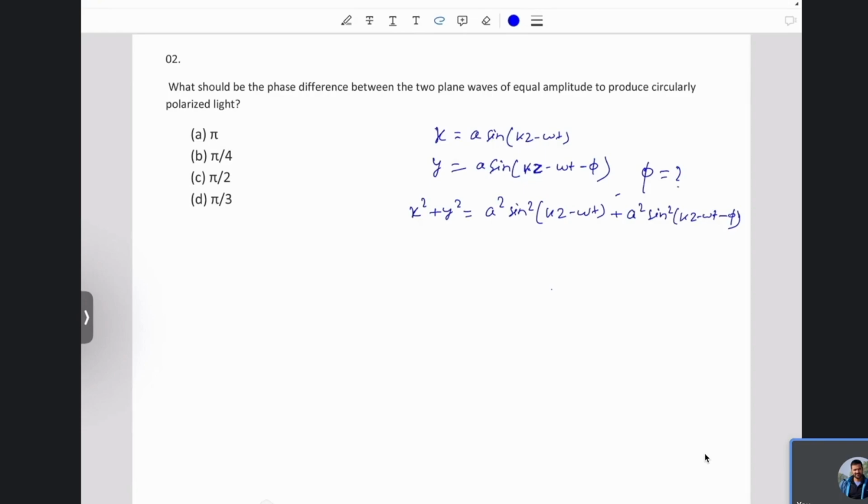Now you know the equation of a circle. Let me take a square common. Then what remains is sin square (kz minus omega t) plus sin square (kz minus omega t minus phi). You want this to go to 1, and then you will have the equation of a circle.